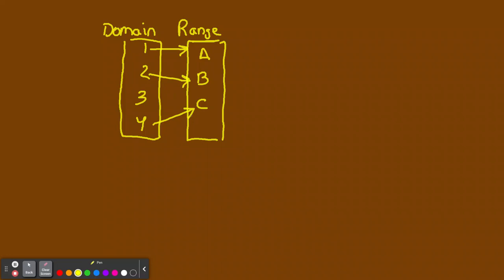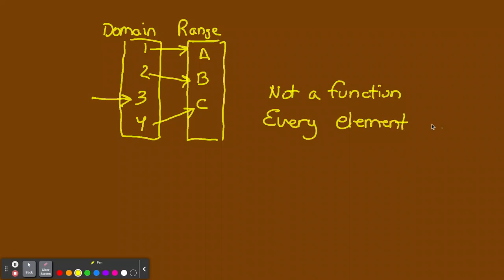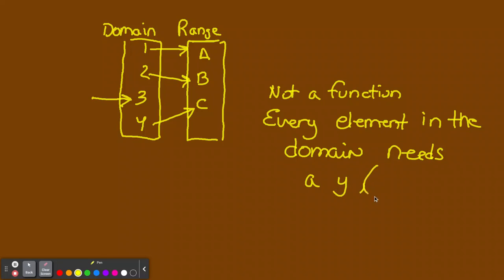Well, you do have one x for one y, but there's this one right here. The 3 has no range. So this is not a function. Not a function. Every element, write that down, every element in the domain needs a y. Just make it in simple terms. Needs a y. Needs a range. And you can see the 3 has no range, it's not mapped to anything. So this is not a function.